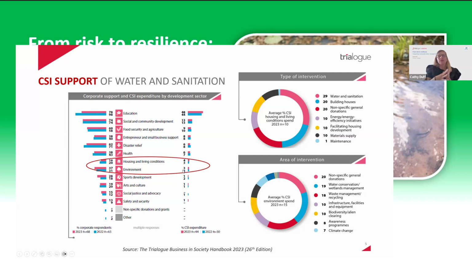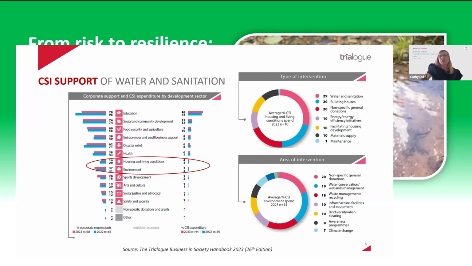Again, I think most companies are addressing environmental and water issues in their core business, but it's just interesting to see how they are addressing it through their CSI, and we'll talk more about that in the discussion. If we look at the breakdown within those two sectors, the top right-hand graph shows that water and sanitation was the biggest area supported in the housing and living conditions sector. And the biggest focus area in the environmental CSI support was water conservation and wetlands management.